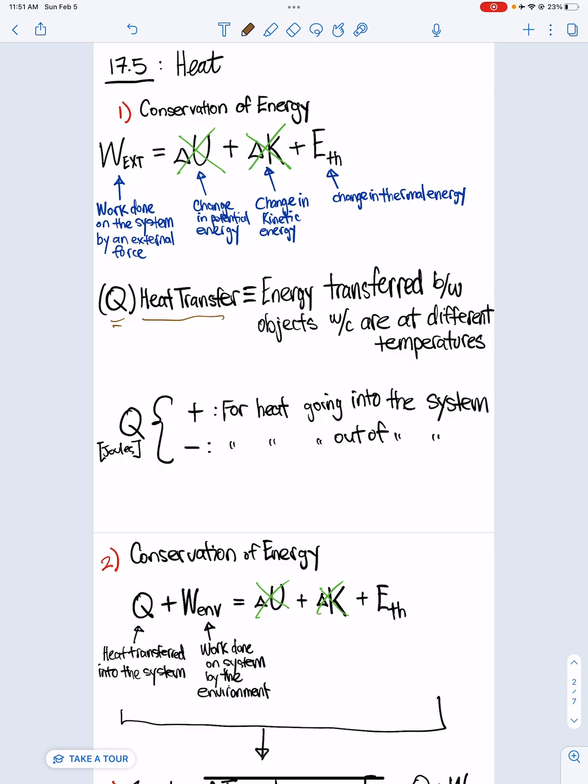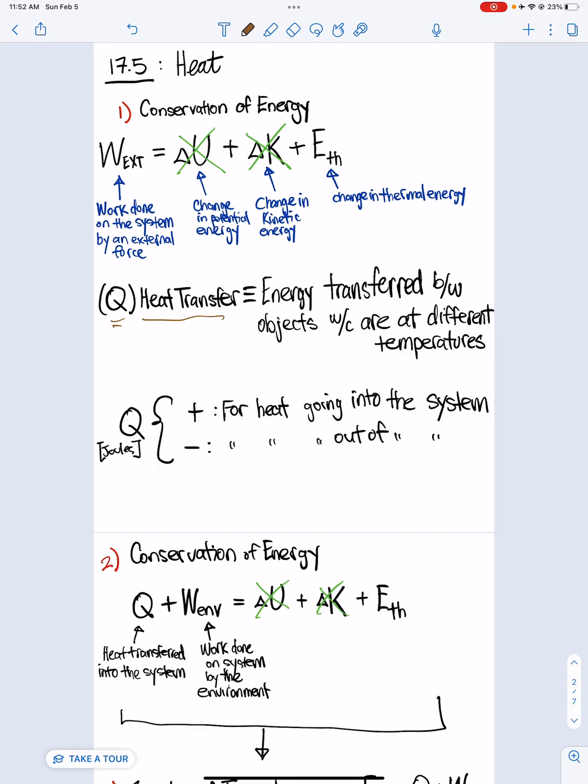For example, there's liquid water, and we put that in thermal contact with ice. Because they are at different temperatures, meaning liquid water having a higher temperature than ice, heat is going to be transferred from the liquid water into the ice. So heat transfer occurs between the two systems, ice and liquid water, because they're at different temperatures.